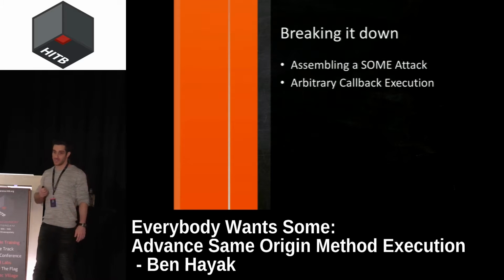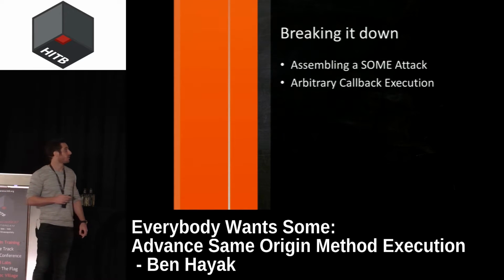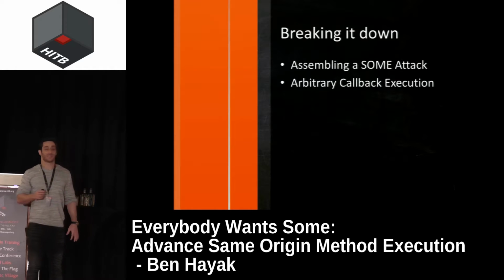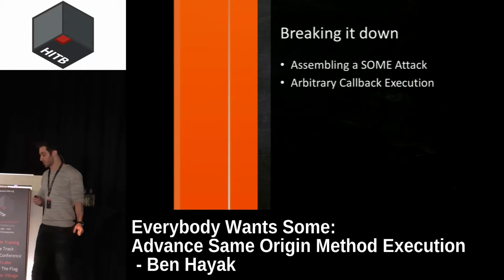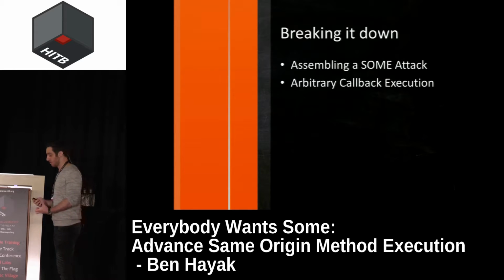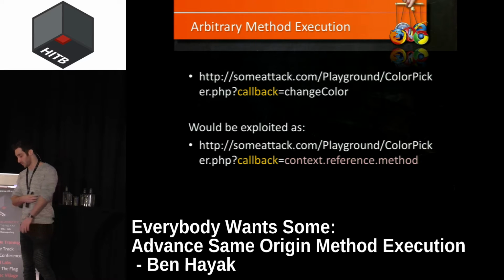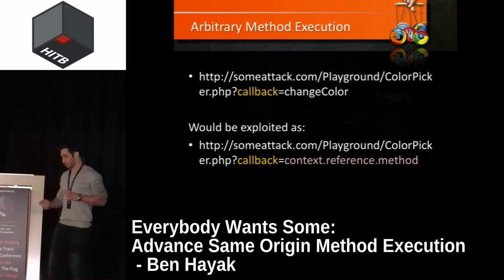So these were the reasons and how to find same origin method execution. I want to break it down more and just talk about the interesting stuff of how to assemble an attack and talk about arbitrary callback execution again. And arbitrary is basically dynamic. Don't panic from this word.